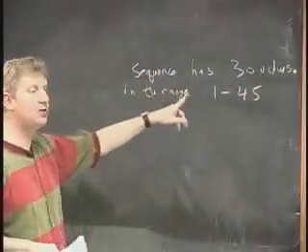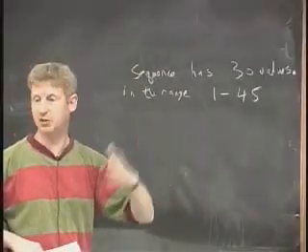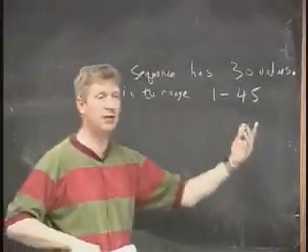I know it's got 30 values. I know if you look at each of the values, they could be as small as 1. They could be as big as 45. And you also know they're going up.